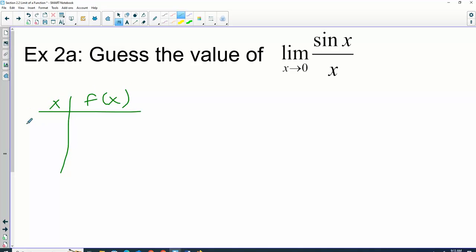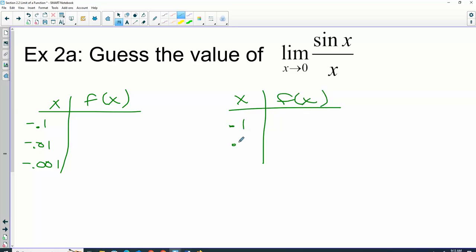So my x's have to be close to 0, so negative 0.1, negative 0.01, negative 0.001, and the positive 0.1, 0.01, 0.001. One thing, anytime we're using trig functions in calc, unless you are told otherwise, we need to be in radian mode, excuse me. So flip your calculator, make sure it's in radian mode, and then check your number.